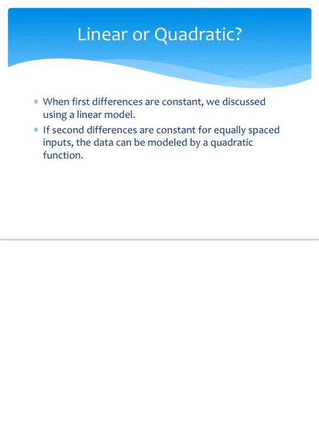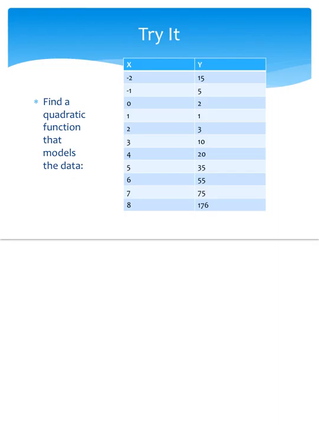So let's stop for a second and talk about the difference between linear and quadratics. So we said with linear models that the first differences were constant for inputs that were equally spaced. If second differences are constant for equally spaced inputs, that's when we're going to use a quadratic to model it. So if you were given a table of values and you had to decide, should you use a linear or should you use a quadratic model, you would look at those differences. If the first differences are constant, then it's linear. If it's not until that happens at the second differences, then it's quadratic.